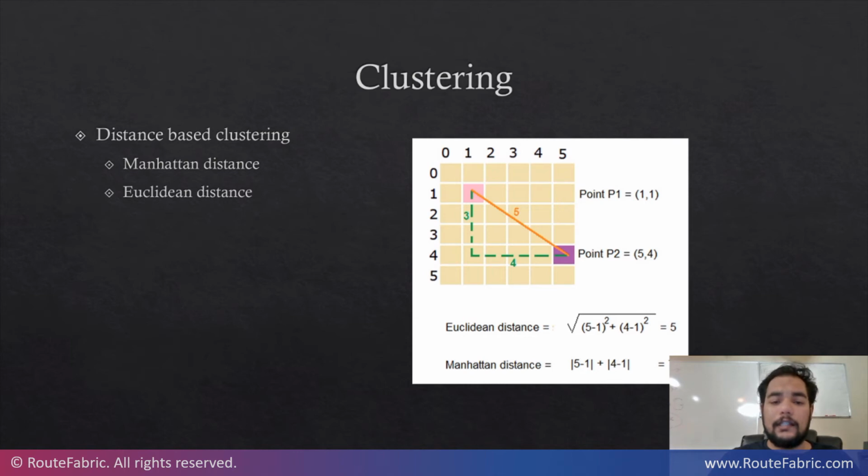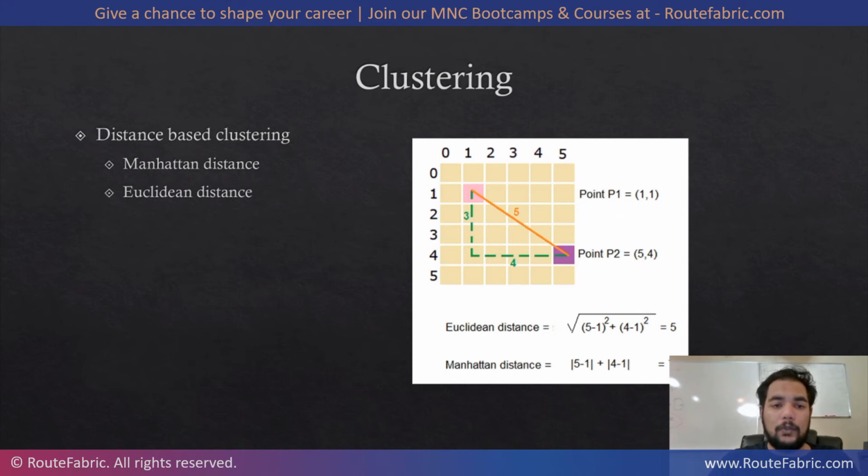Now let us look at a technique called clustering, which is very well used in unsupervised learning. Clustering is a technique that combines different points of data into one by using distance-based measure. There are two main types of distance-based measure. One is Manhattan distance, the other one is Euclidean distance. To find the Manhattan distance, let's take 2 points, point P1 and P2. To find the Manhattan distance, we need to find the absolute value of the difference between P2 and P1's x value plus the absolute value of the y values of P2 and P1.